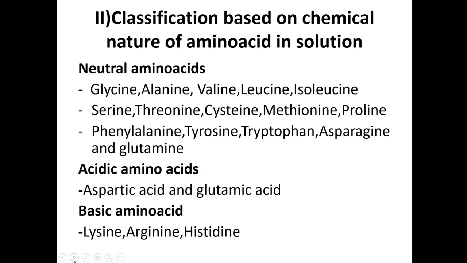In last class we discussed classification based on structure. When we discuss classification based on structure, which is the first type of classification? That is aliphatic amino acid. Which are the 5 subclasses coming under aliphatic amino acids? Simple chain, branch chain, sulfur containing amino acid, hydroxyl group containing amino acid, amide group containing amino acid.